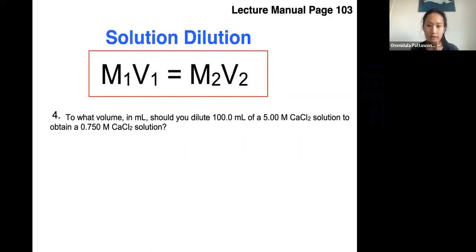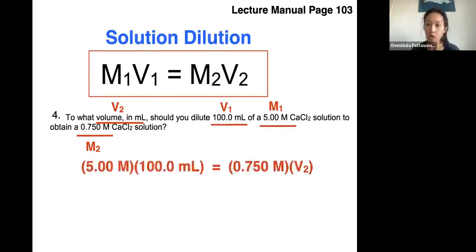So it's giving us the initial volume and the initial concentration, and also the final concentration of a calcium chloride solution. So it's asking to find out the final volume in this case. Because it involves dilution, we know that the number of moles will not change. So I'm going to use M1 V1 equal to M2 V2. I'm going to plug everything in and then solve for V2. So V2 would come out to be 667 milliliters.